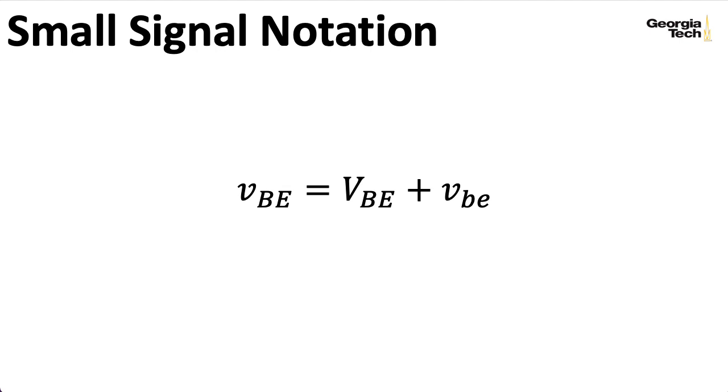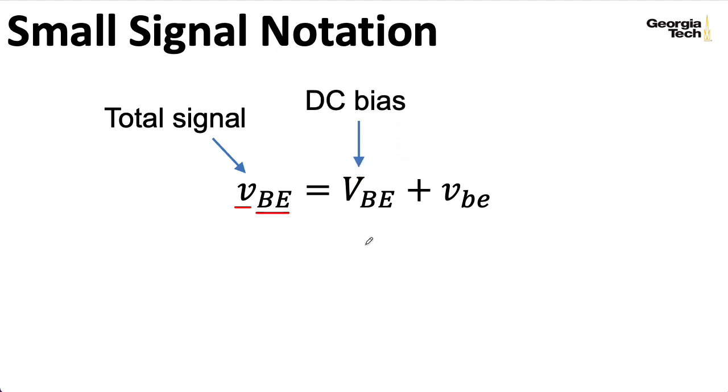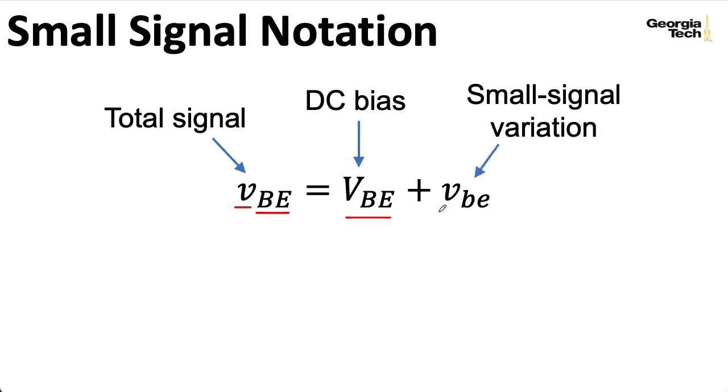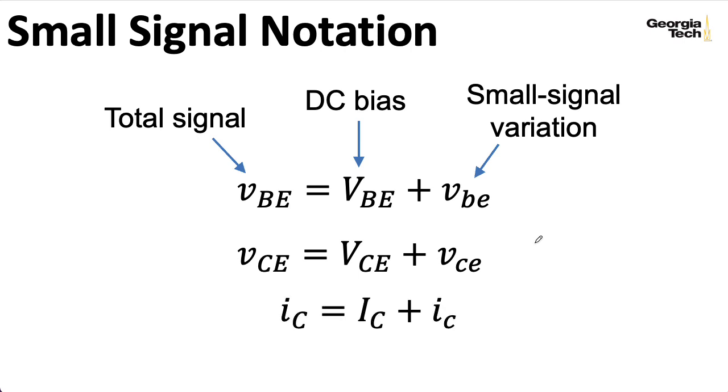In this class, we're representing signals using a lowercase letter with uppercase subscripts, and these signals are the sum of DC bias points represented entirely with uppercase letters, plus a small signal variation indicated entirely with lowercase letters. So here we're showing the signal associated with the base to emitter voltage, and we could write something similar for the collector to emitter voltage, the collector current, and the base current, and you could write similar expressions for the emitter current or whatever other quantities you want.